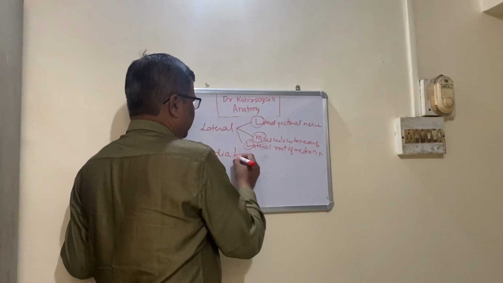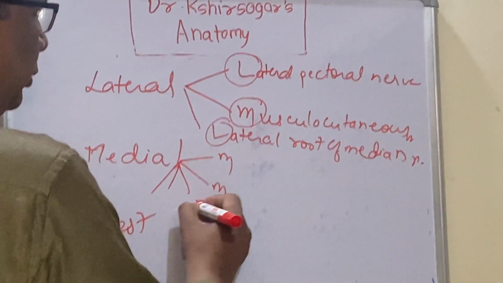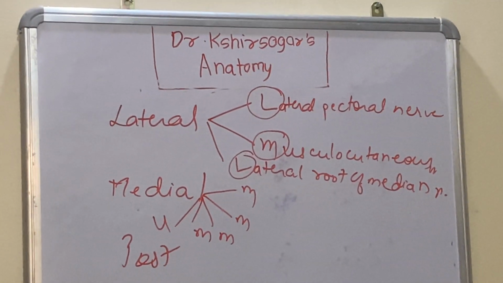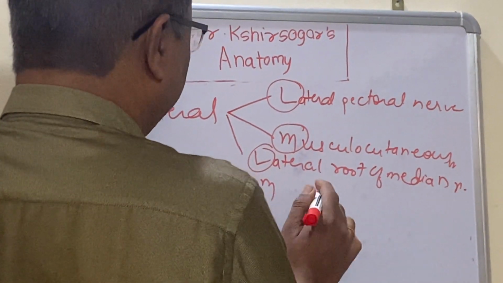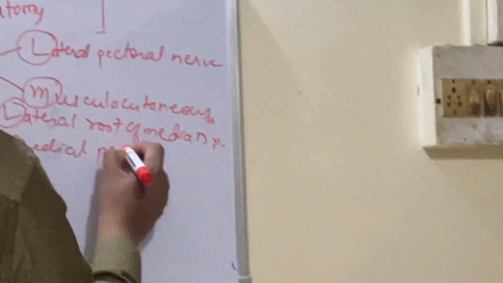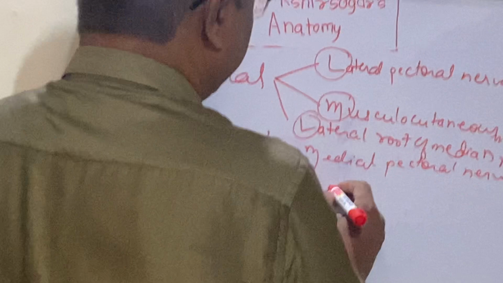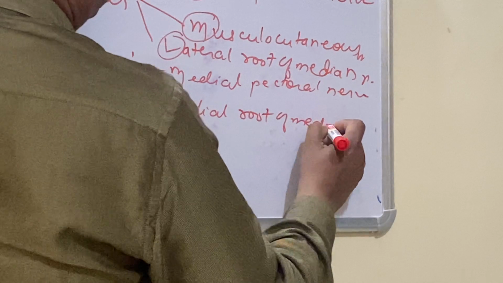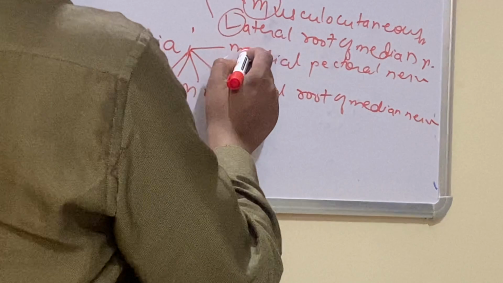Medial chord has 5 branches. 1, 2, 3, 4, 5. So it is written as 4 M's, 4 nerves starting with M and 1 nerve starting with U. So it is 4MU. Okay. So what are these M's? Now this was lateral pectoral nerve. On the medial side it becomes medial pectoral nerve. This was lateral root of median nerve. On the medial side it becomes medial root of median nerve. Okay, so these two lateral will become medial here. So these are the two M's.